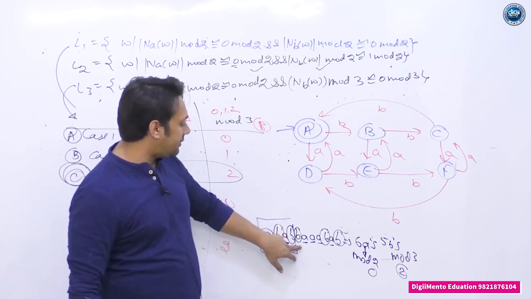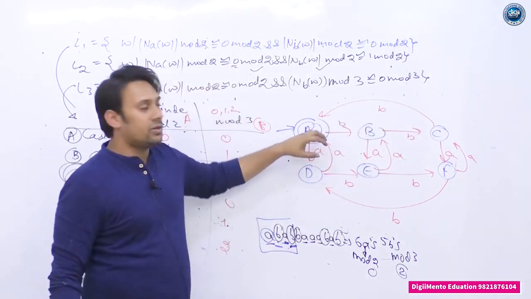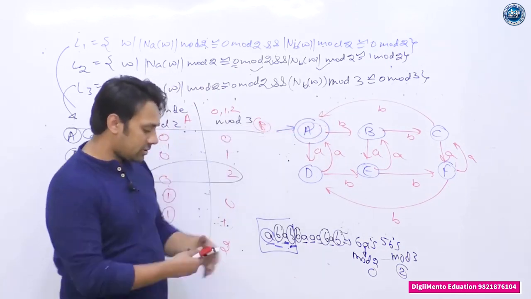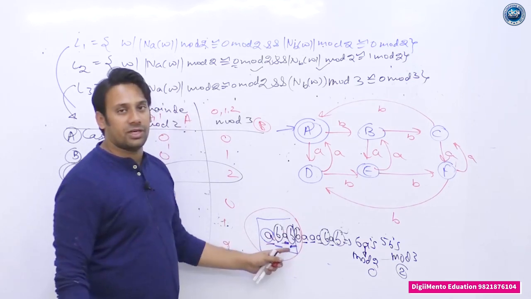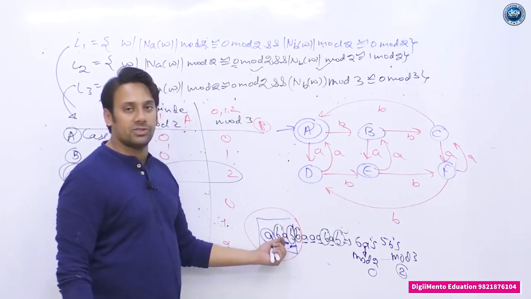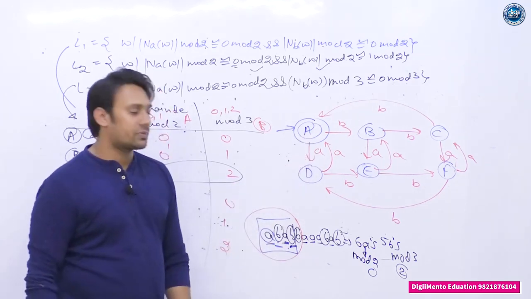Now if I again have a B, that means from B I can go to state A. तो हम state A पर दोबारा क्यों पहुंचे? Because till this time number of B's are 3 and number of A are 2. तो B को 3 से divide करो remainder 0 आएगा, A को 2 से divide करो remainder 0 आएगा. That is why I am at state A.